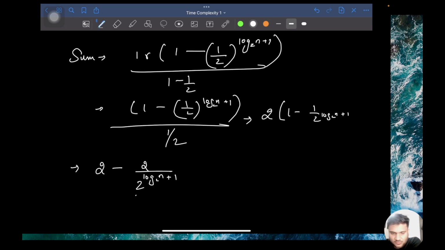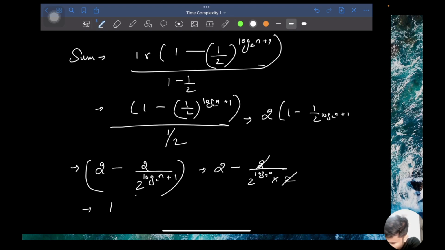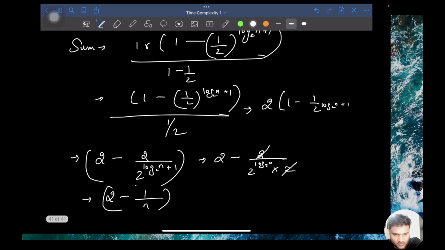And what is 2 raised to the power log of n to the base 2 plus 1? Can I say this can be written as 2 minus 2 by 2 raised to the power log of n to the base 2 multiplied by 2. This gets cancelled out. This becomes 2 minus 1 by, what is 2 raised to the power log of n to the base 2? Can I say n? 2 minus 1 by n.